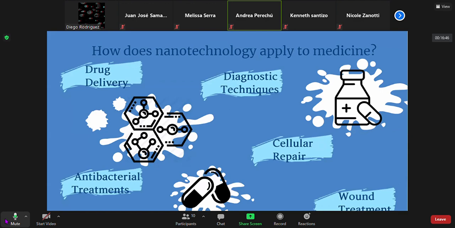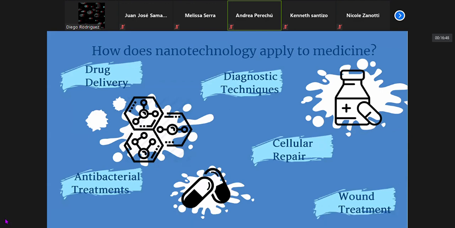How does the technology apply to medicine? Nanotechnology is applied to medicine in the form of drug delivery, diagnostic techniques, antibacterial treatments, wound treatment, and cellular repair. In medicine, the main application of nanotechnology is the use of nanoparticles to deliver drugs, heat, light, or other substances to a specific type of cells.